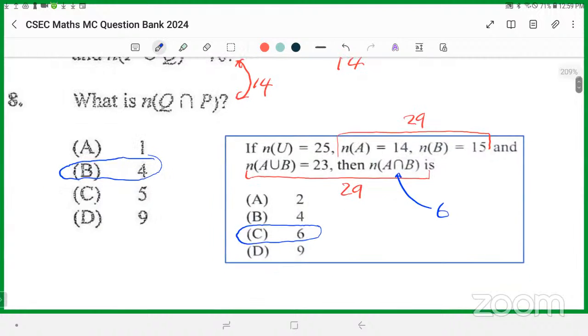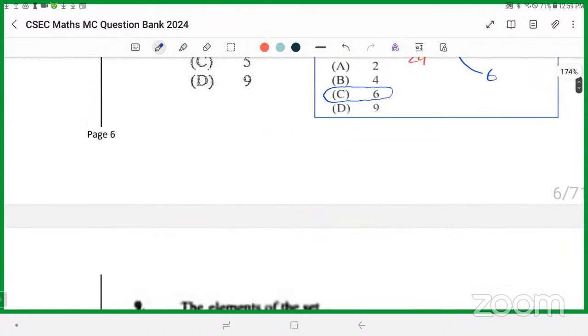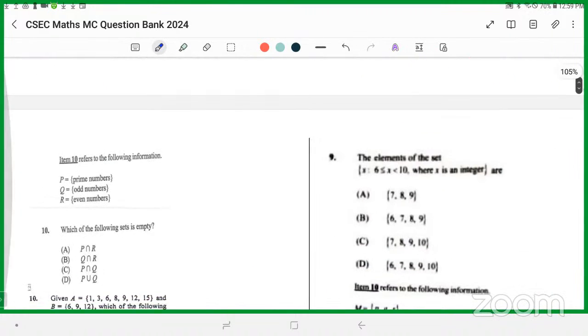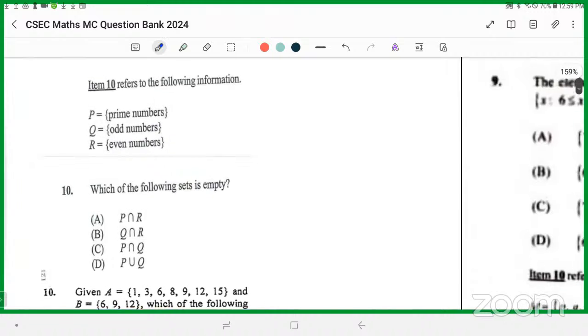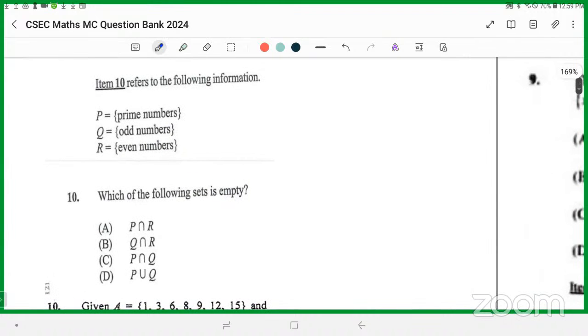Let's continue. This one gives us this information. P are prime numbers, Q are odd numbers, R are even numbers. Which of the following sets is empty? No odd and even number is the same. So this will be an empty set.